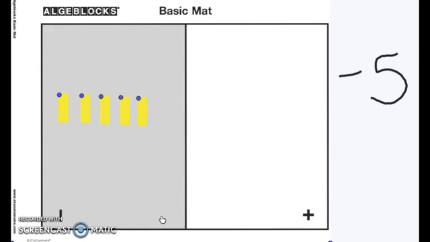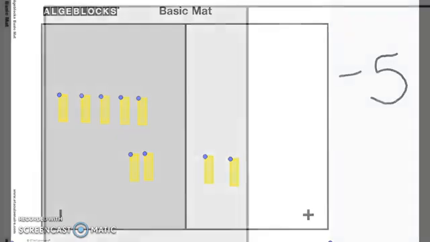And now same thing here. So this picture alone does represent -5 on its own. But say you wanted to spice it up a little and add some 0 pairs. You had 2 extra positive and 2 extra negatives. You still have the -5 because these pairs equal 0. And that is how you represent it on algebra blocks.